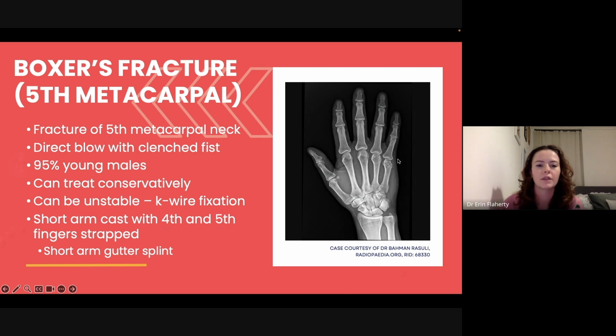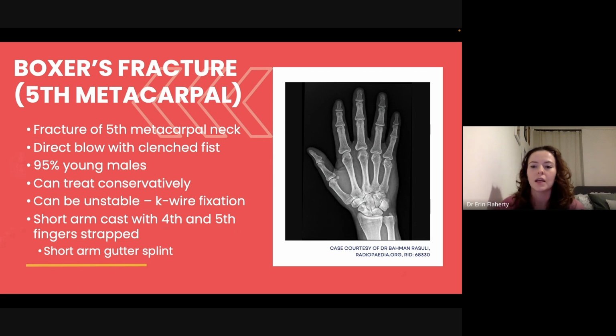And it's caused by a direct blow with clenched fists. All your energy is going straight through that metacarpal here. And unsurprisingly, 95% of these are seen in young males. So the main thing for these, they can just be treated conservatively.